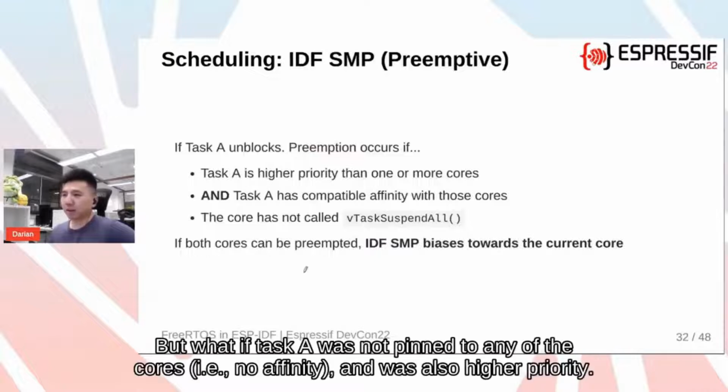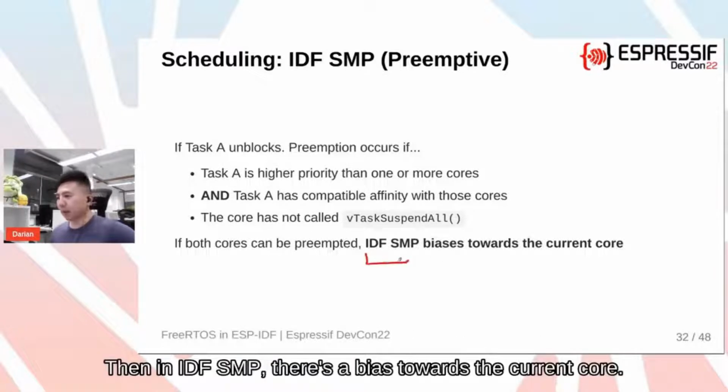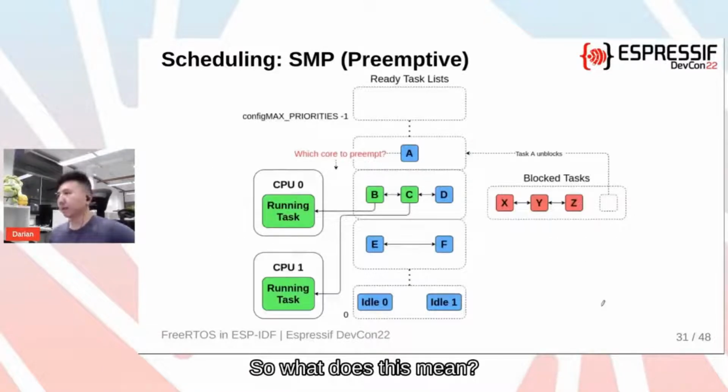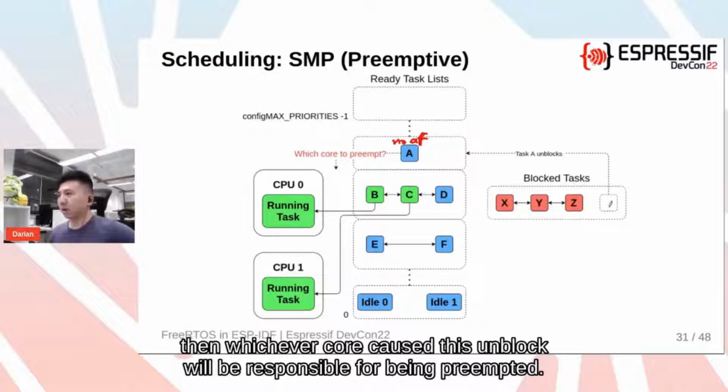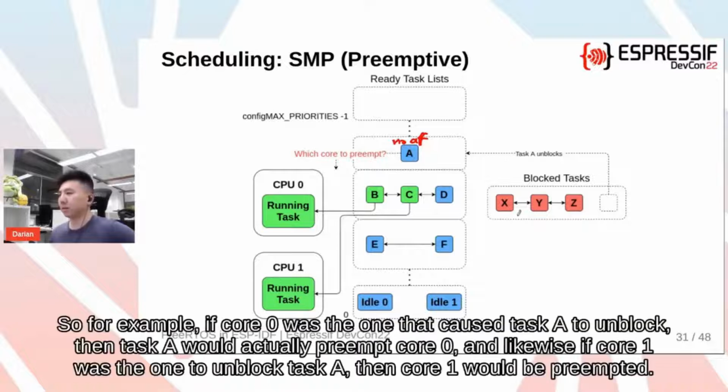But what if task A was not pinned to any of the cores and was also higher priority? Then in IDF SMP, there's a bias towards the current core. So what does this mean? It means that if task A was unblocked and it had no affinity, then whichever core caused this unblock will be responsible for being preempted. So for example, if core 0 was the one that caused task A to unblock, then task A would actually preempt core 0. And likewise, if core 1 was the one to unblock task A, then core 1 would be preempted.